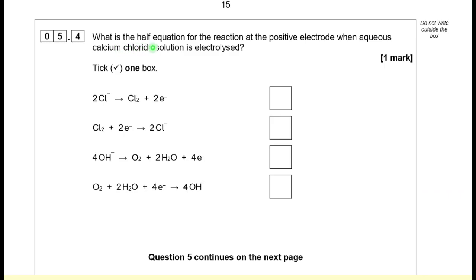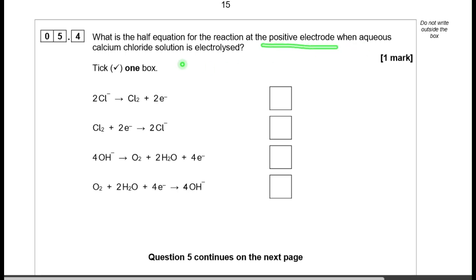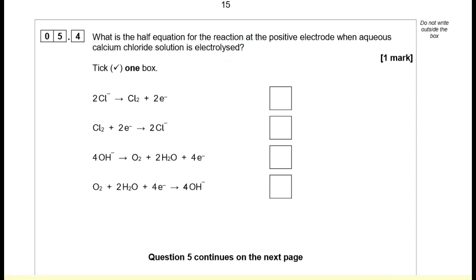Point 4. Over the page. What is the half equation for the reaction at the positive electrode when aqueous calcium chloride solution is electrolyzed? Tick 1 box for 1 mark. So we've got 2Cl- goes to Cl2 plus 2e-. Cl2 plus 2e- goes to 2Cl-.